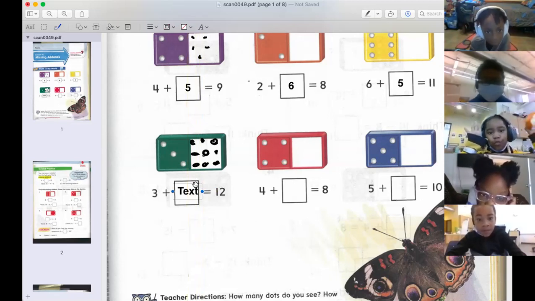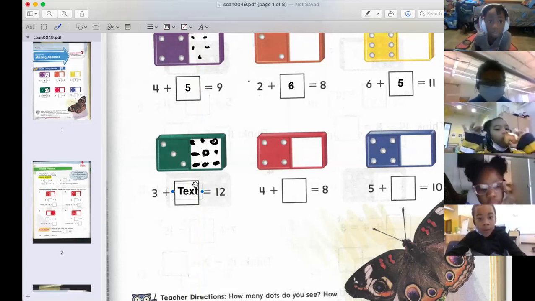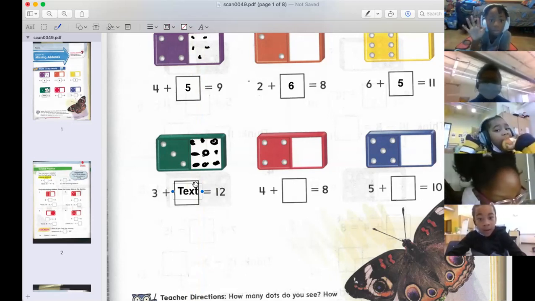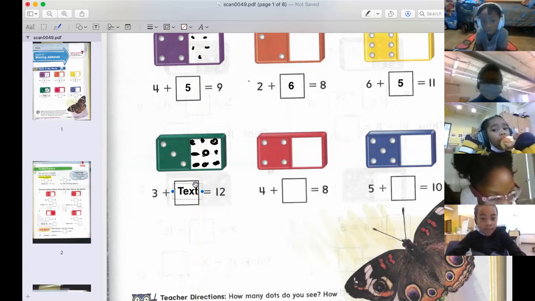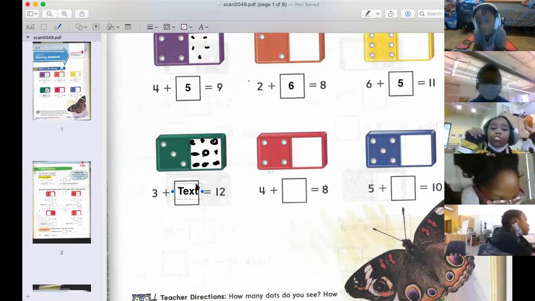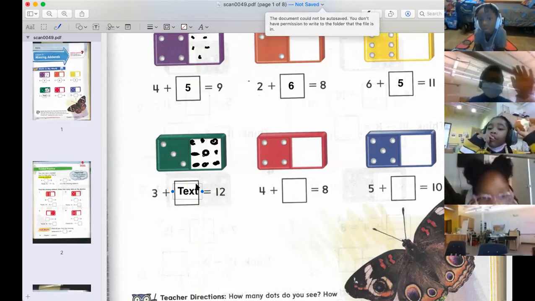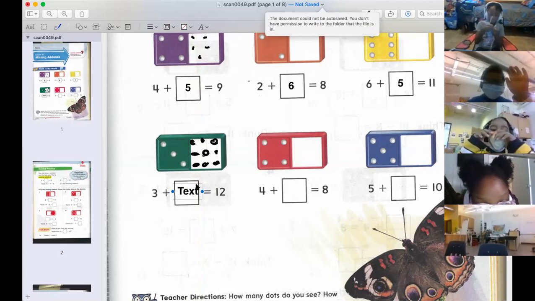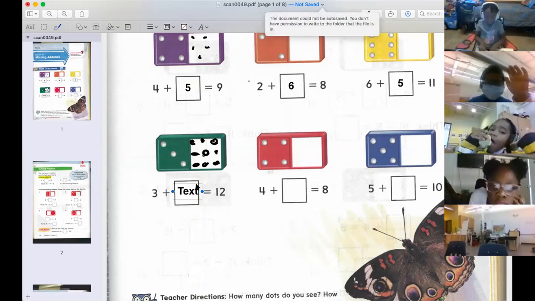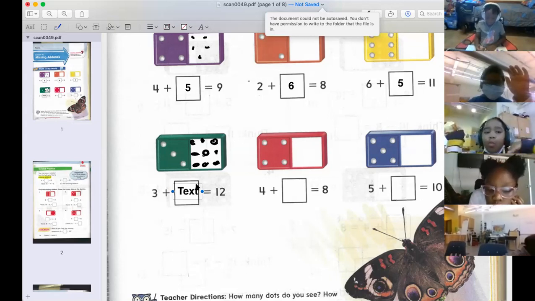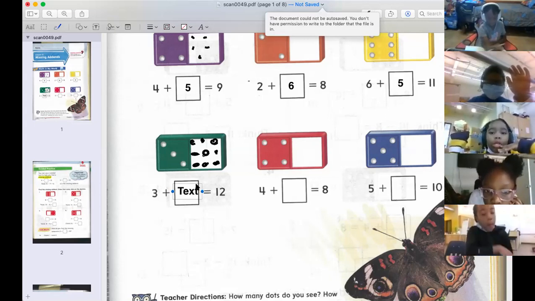It's amazing. Absolutely amazing. Elijah? Hold on. Use your words. You are a third grader. What do you mean? Are you still confused about that? If you need to do it on your own paper, go ahead and do it. 3 plus what equals 12?